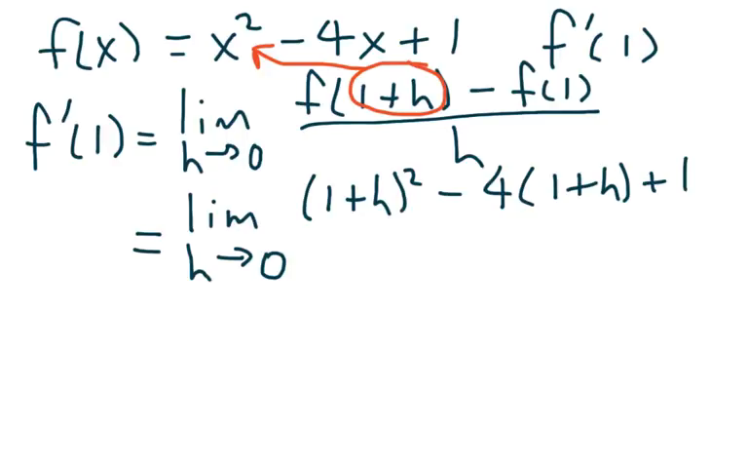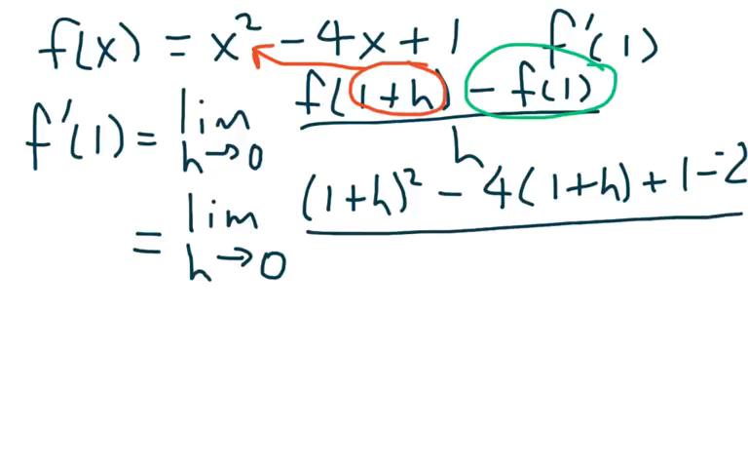Next we need to find f of 1. Plugging 1 into our original function gives us 1 minus 4 plus 1, which is minus 2. But remember, we're looking at minus f of 1 in the numerator, so we get minus negative 2. Now this is all over h. Let's multiply out the numerator and see if we can find more simplification.